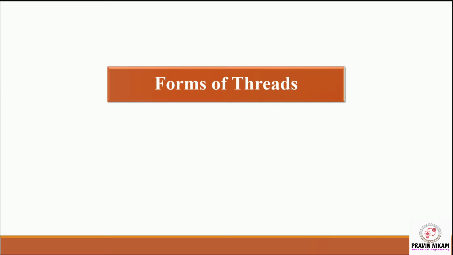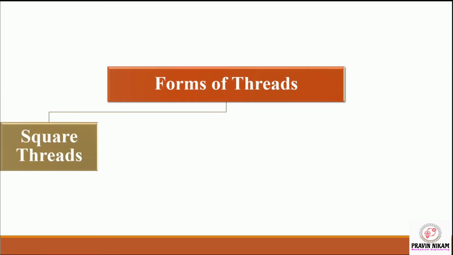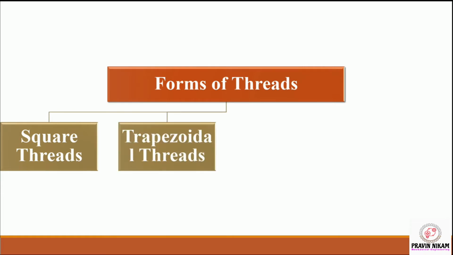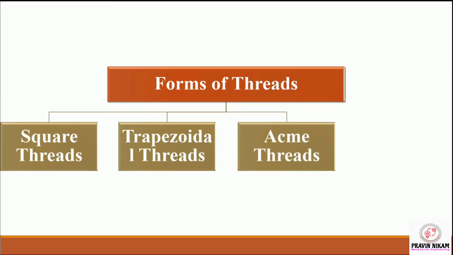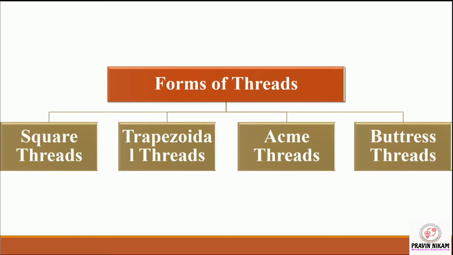Forms of threads. So there are four types of threads. First is square threads. Second is trapezoidal threads. Third is acme threads. And fourth is buttress threads. Now let us see one by one.